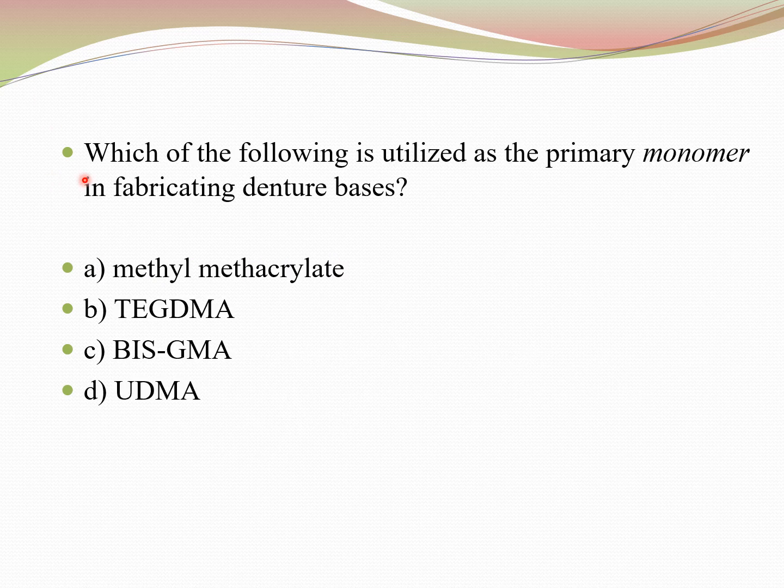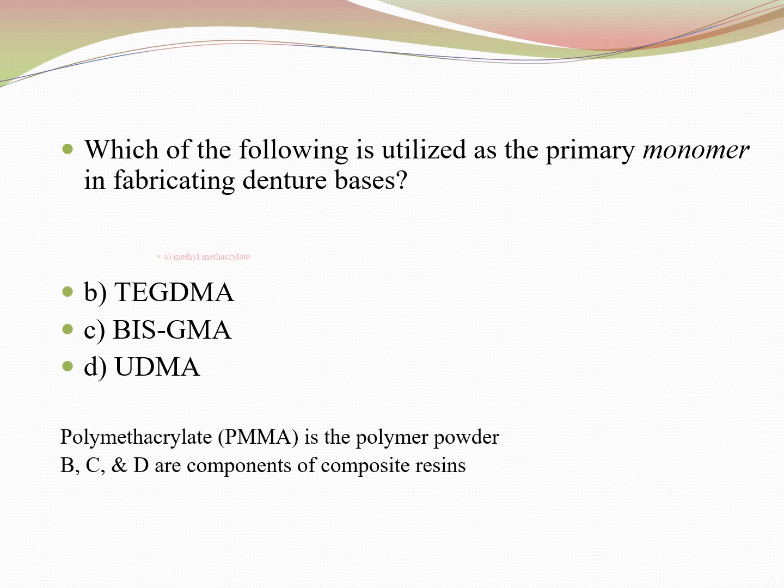Which of the following is utilized as a primary monomer in fabricating denture bases? Remember the methyl methacrylates. These were all methyl methacrylates. And the methyl methacrylate on its own is the primary monomer. All of these others, the TEGDMA, the bis-GMA, the UDMA, those are all longer form monomers, polymers, more plastic-like materials. They're going to be in your composites.